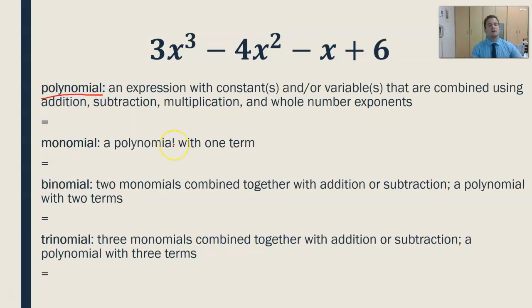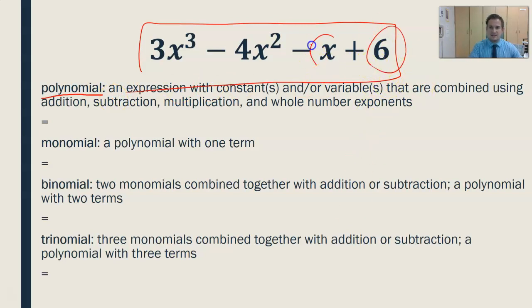Okay. Next, a polynomial. So here's the big one. A polynomial is an expression with constants and/or variables that are combined using addition, subtraction, multiplication, and whole number exponents. So this whole thing is a polynomial because it has some constants, it has some variables, it has some constants and variables multiplied together. So this whole thing here, just this string of numbers and variables combined with addition or subtraction signs, that's a polynomial. Poly meaning multiple, so multiple terms added or subtracted together, that's a polynomial.